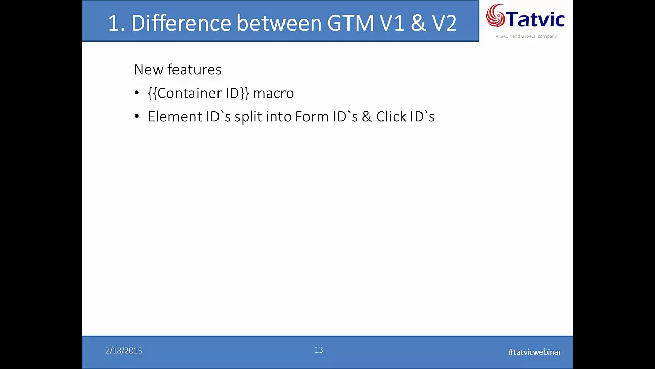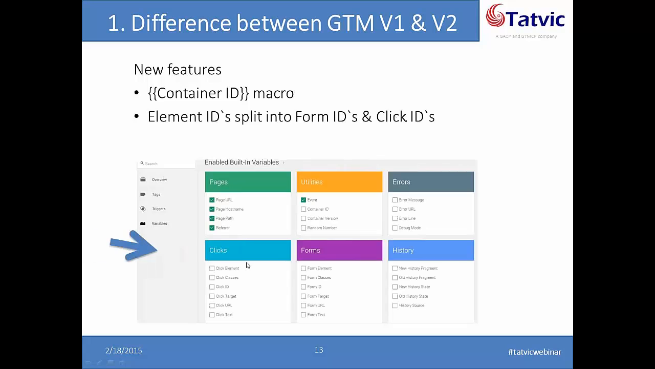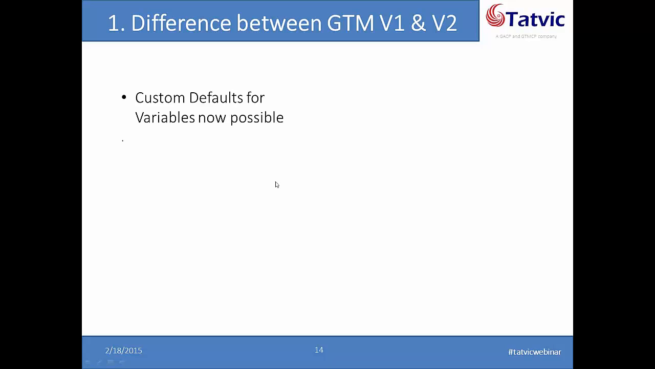Element IDs have now been split into two, so they're now click IDs and form IDs. In most instances, you're just really going to use click IDs and the click name something, but this is just so you know that they are broken into two bits now, and you can see those two in the new interface. And also you can see that container ID tick box within there, so that's cool. Should be straightforward.